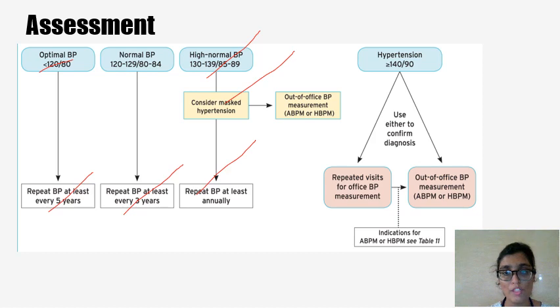Out of office BP measurement or ambulatory BP measurement. For hypertension, BP is greater than 140/90. Use either to confirm the diagnosis. Repeated visits for office BP measurement, out of office BP measurement, that is ambulatory BP monitoring. Indications.